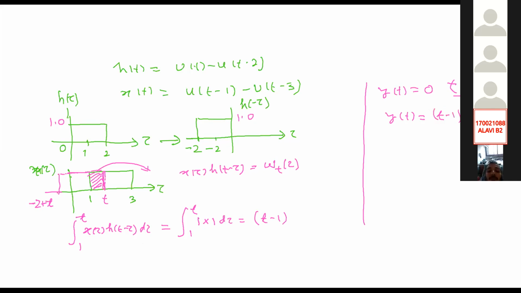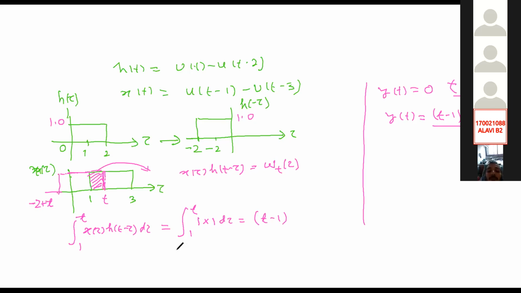Can you tell me from where to where this is valid? From 1 to 3. That will be valid. Okay, your t will be valid from 1 to 3, so it will be between these two limits.